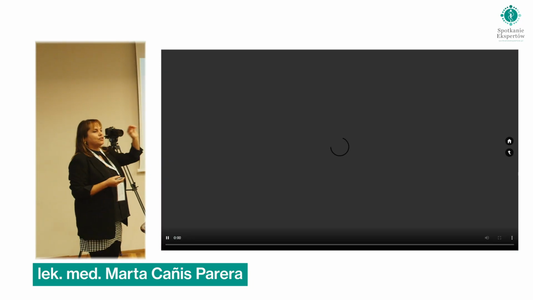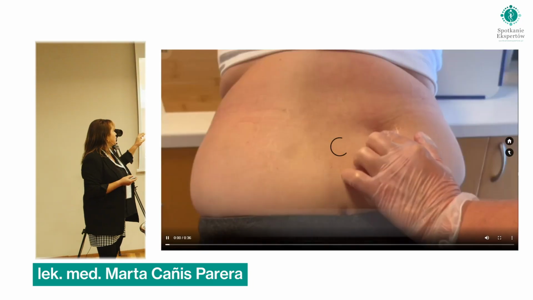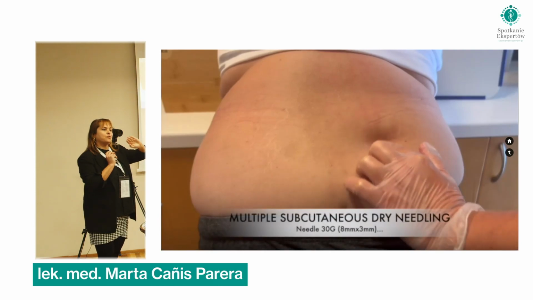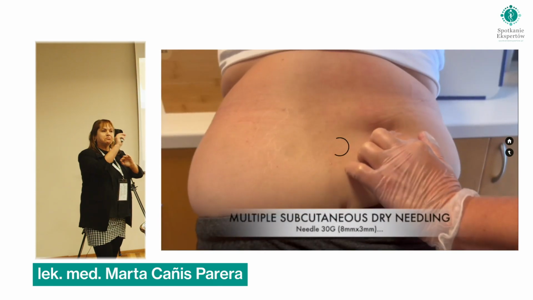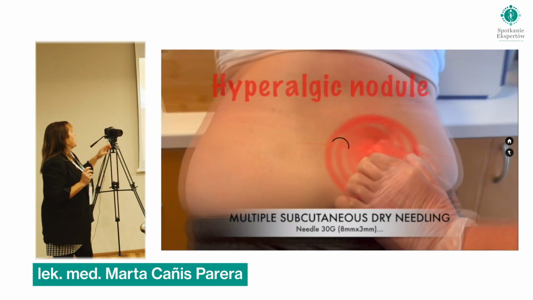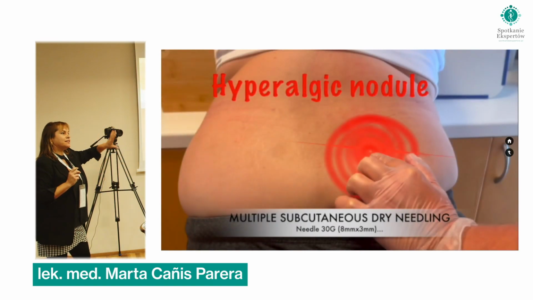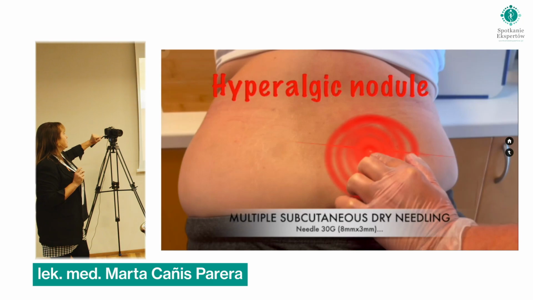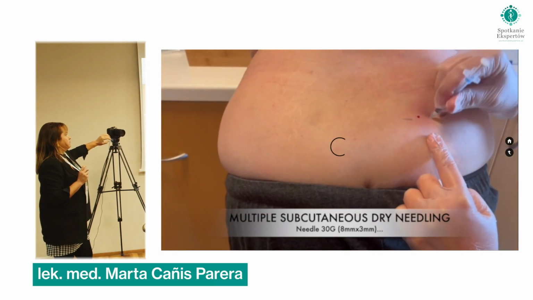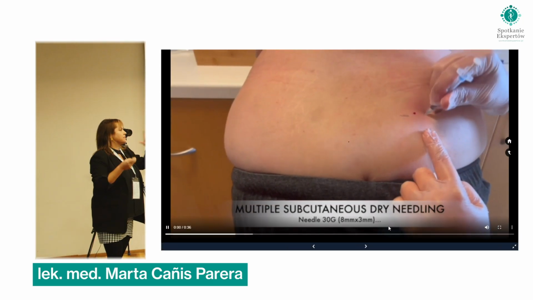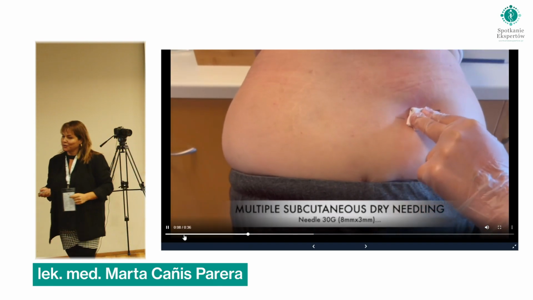So the technique: you localize the more painful areas, you puncture, you press to avoid hematoma, you press again. With the patient, you have to palpate a little bit to localize the hyperalgic nodule. You repeat the needling, you press. It's simple, and it's just working again.